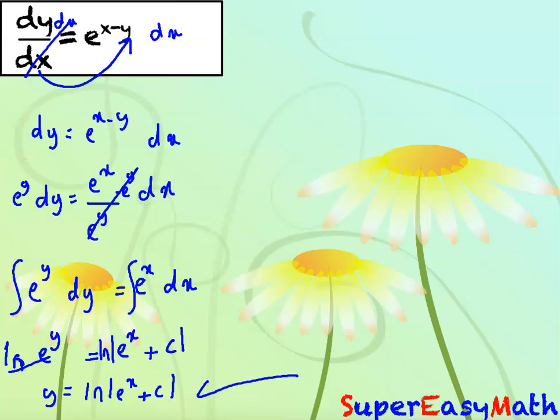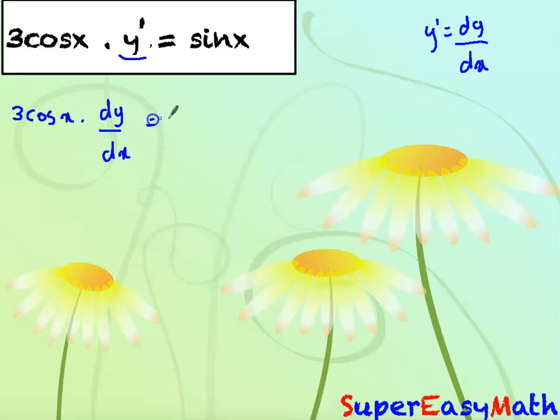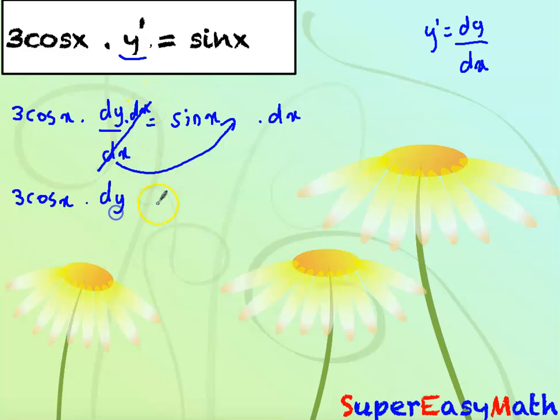Another example. In this example, we do not have dy by dx, but we know that y prime is equal to dy by dx. So 3 cosine x times dy by dx equal to sine x. Now we have to separate dy and dx. So if we multiply by dx both sides, we will get 3 cosine x multiplied by dy equal to sine x dx.